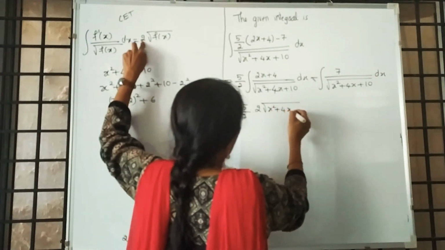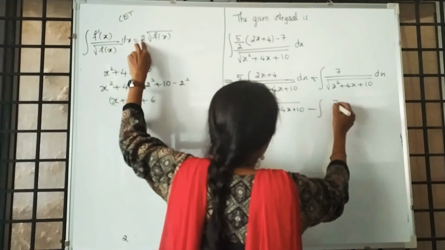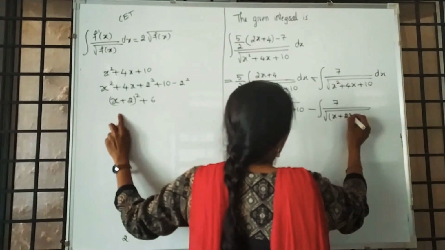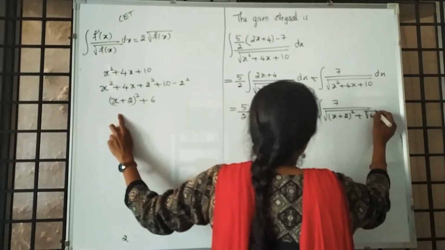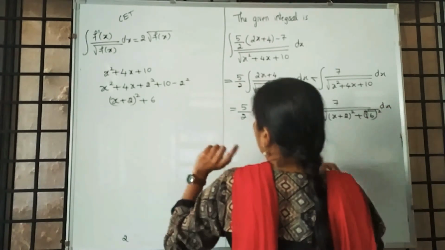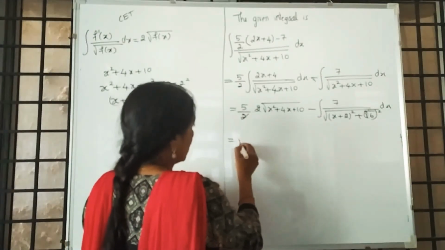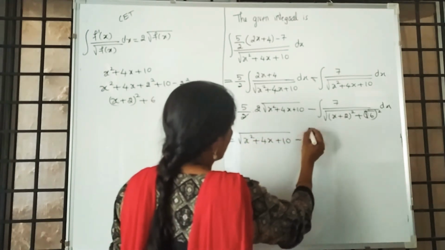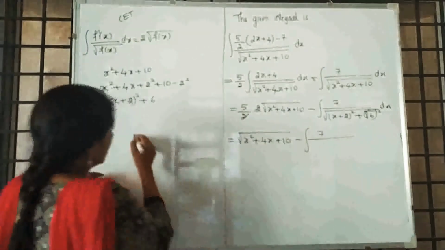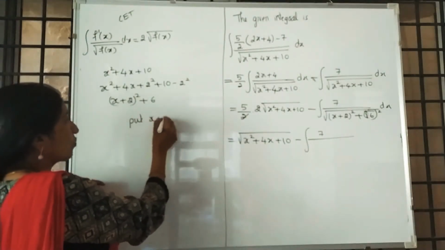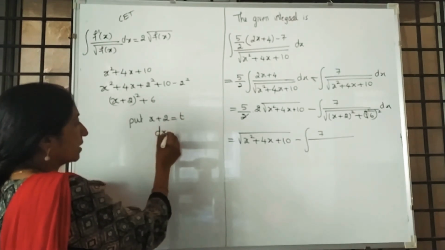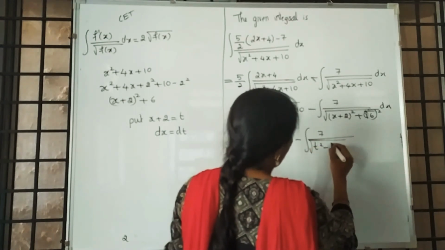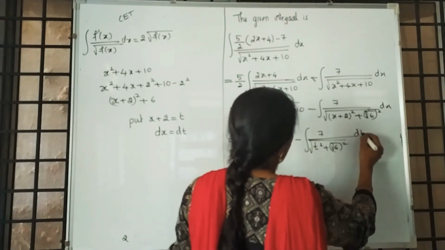X square plus 4x plus 10 minus 7 upon root of x plus 2 whole square plus root 6 square into dx. For our convenience, these two get cancelled. Root of x square plus 4x plus 10 minus 7 upon, see, put x plus 2 is equal to t. Dx is equal to dt. Under root t square plus root 6 square into dt.